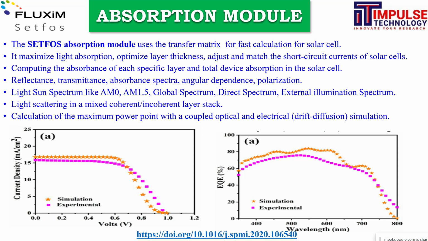The next module is called the absorption module. This basically uses the transfer matrix for fast calculation of solar cells. This absorption module is only required for solar cell devices, where you can put in the sunlight absorption, optimize the layer thickness, and match and adjust the ISC, VOC, and fill factor. You can match them using this absorption module.